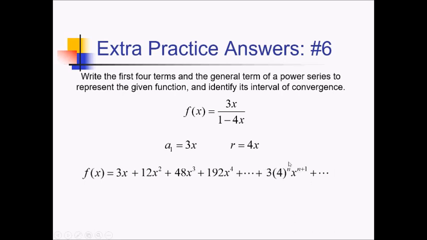So if you plug in 1 for n to get this next term, you have 3 times 4 to the 1, which is 12, x to the 1 plus 1, which is 2, and the rest of these also work. Okay, so let's go to the interval of convergence now.